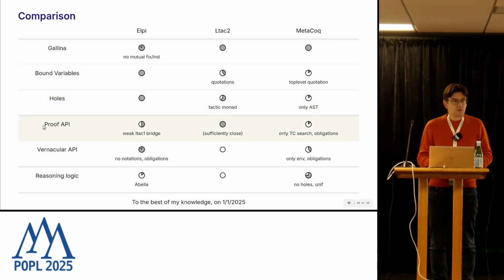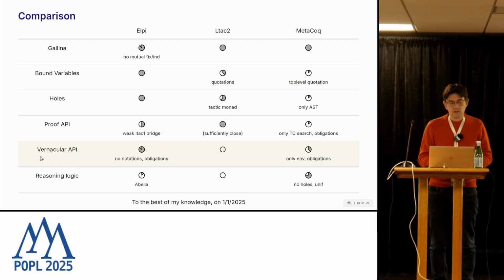About the proof API, LTAC2 is clearly the most advanced one. From the very beginning, that was the objective, I think. meta-Coq doesn't have much there. You can fire type class resolution, and you can start a proof, but you cannot really do much. In Elpi it is not too bad, but I'm not too happy either. There is a bridge to call LTAC1, which is a bit weak in my opinion. It's very fine if you call a tactic that solves the goals. If you call a tactic that gives you back goals, you can do that, but it's a bit annoying to deal with it. I should really improve on that.